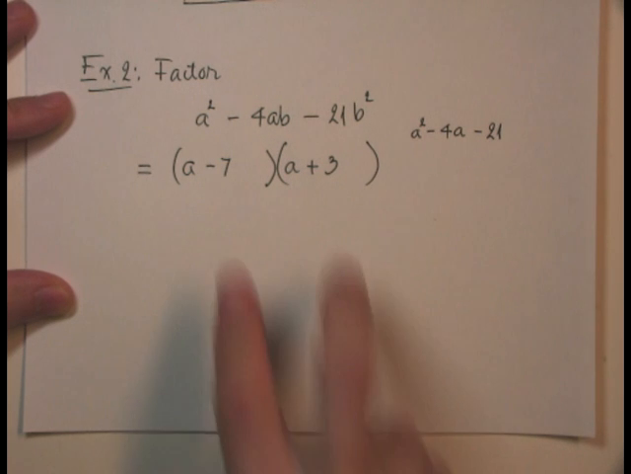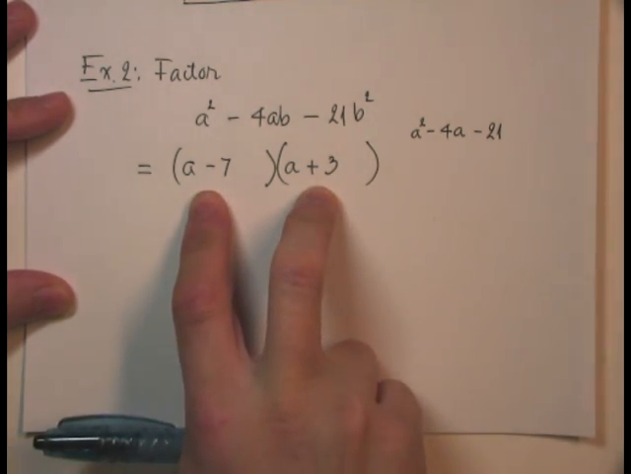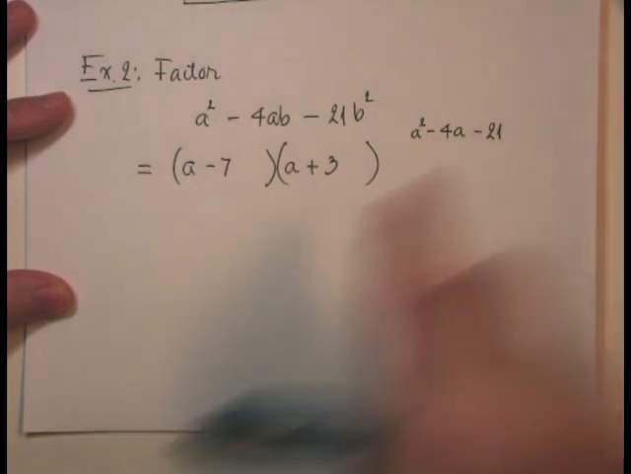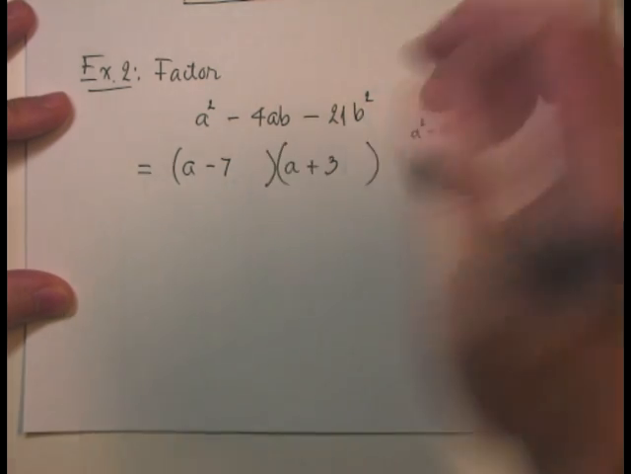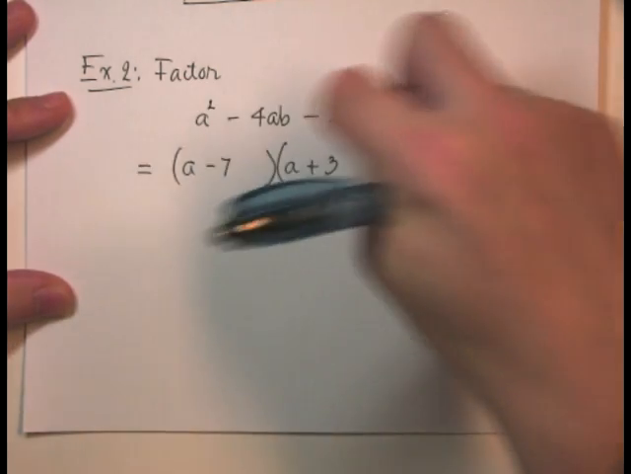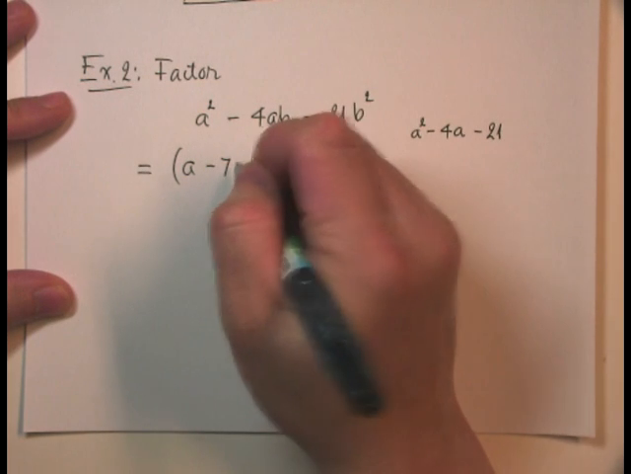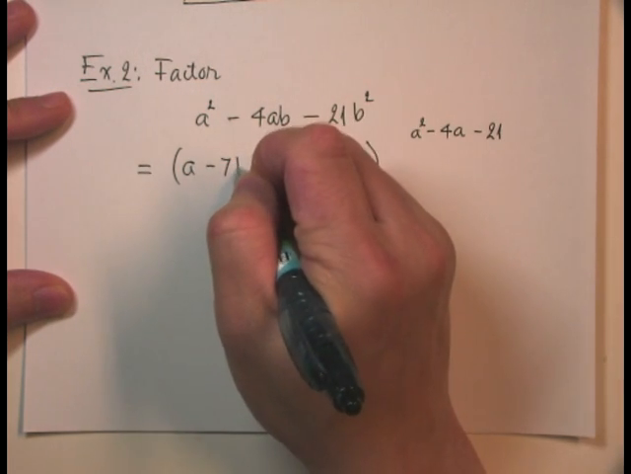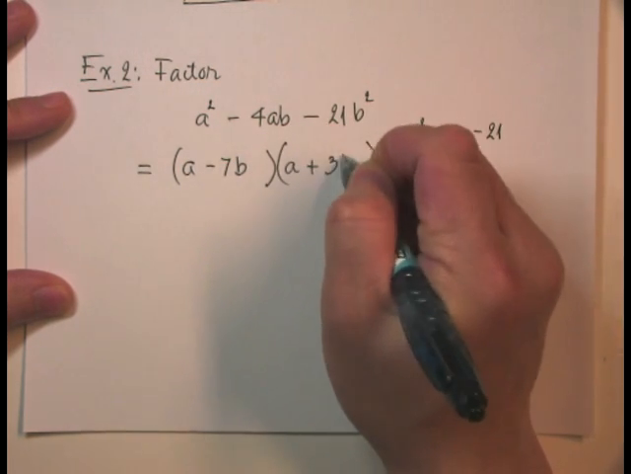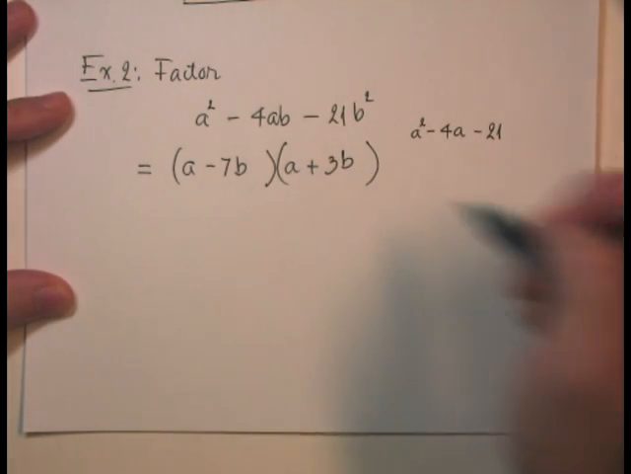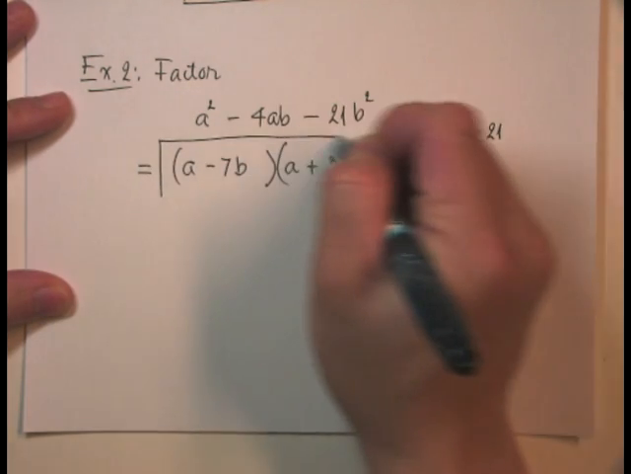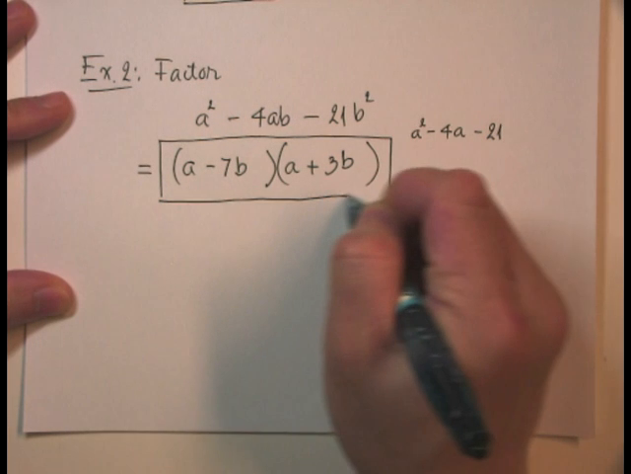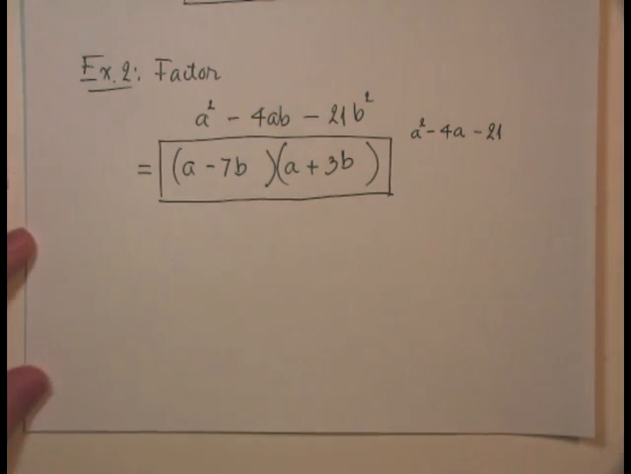But once again, keep in mind, here is not going to be the end of our problem, because the original problem started out with two variables, a and b. So now I'm going to need to put in my b in the final answer. And here is how I put in my b. And that is how I finish factoring my quadratic in two variables.